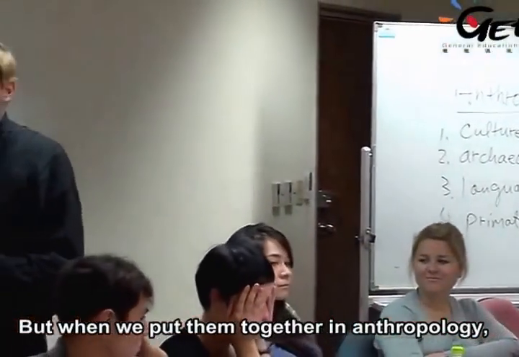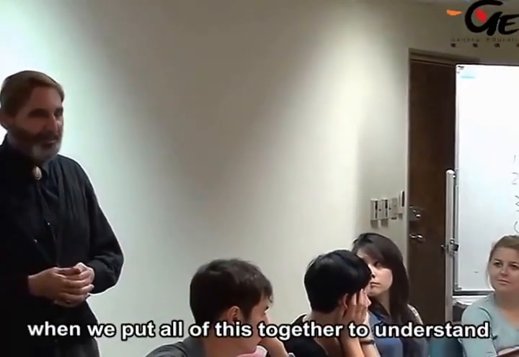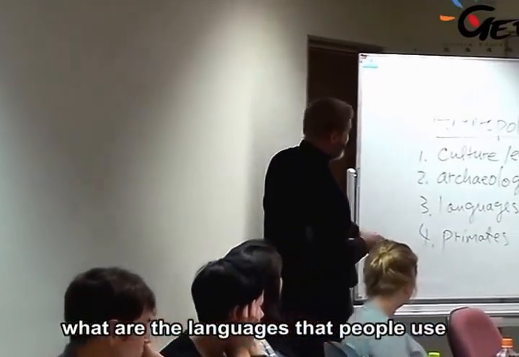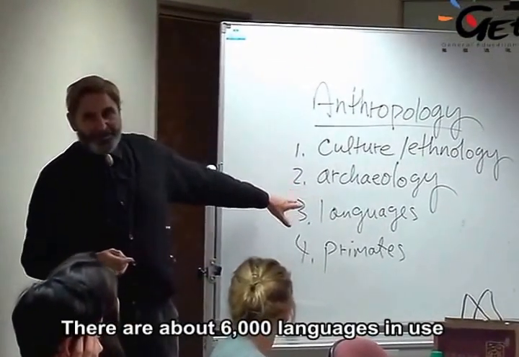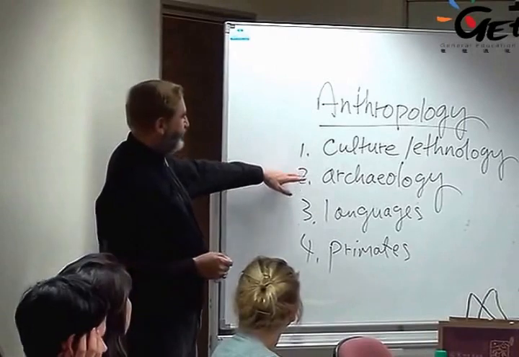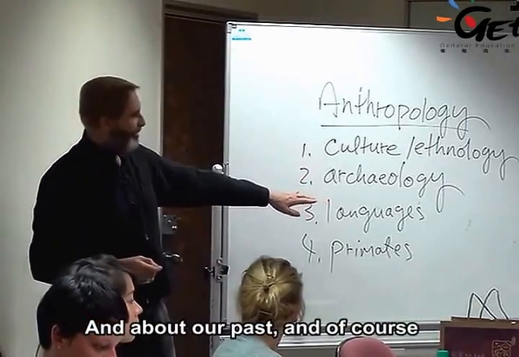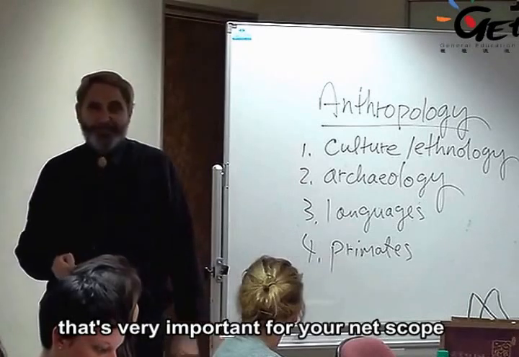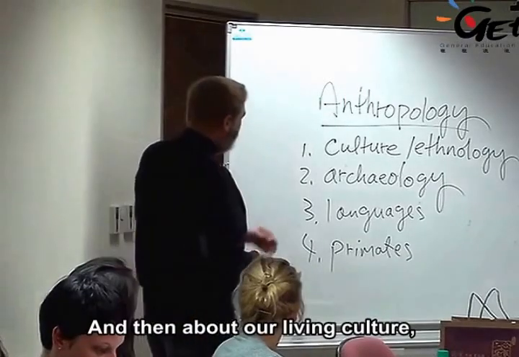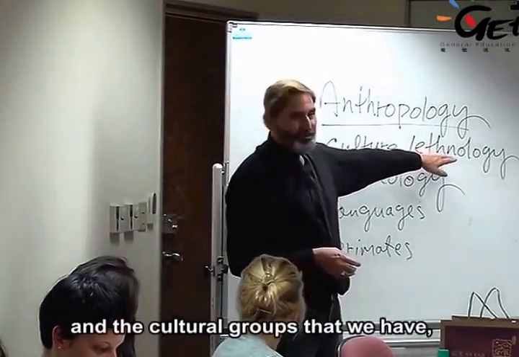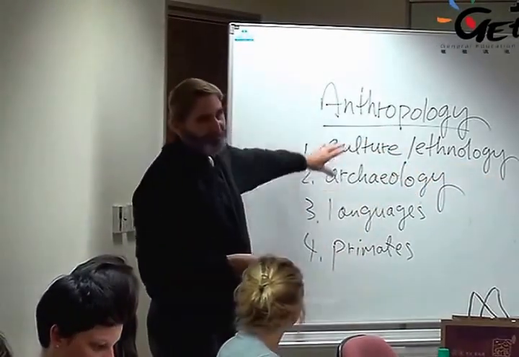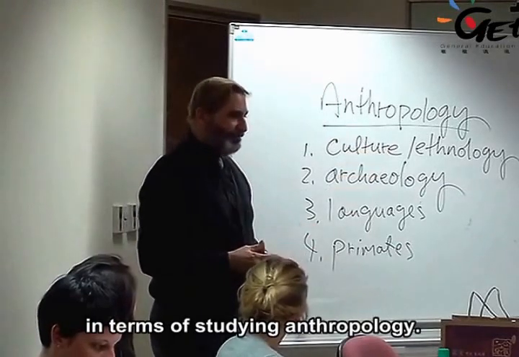But when we put them together in anthropology, when we put all of this together to understand who we are, where we came from, what are the languages that people use, and there are about 6,000 languages in use in the world today. And about our past, and of course that's very important for UNESCO, for World Heritage Sites. And then about our living culture and the cultural groups that we have. All of this is holistic in terms of the study of anthropology.